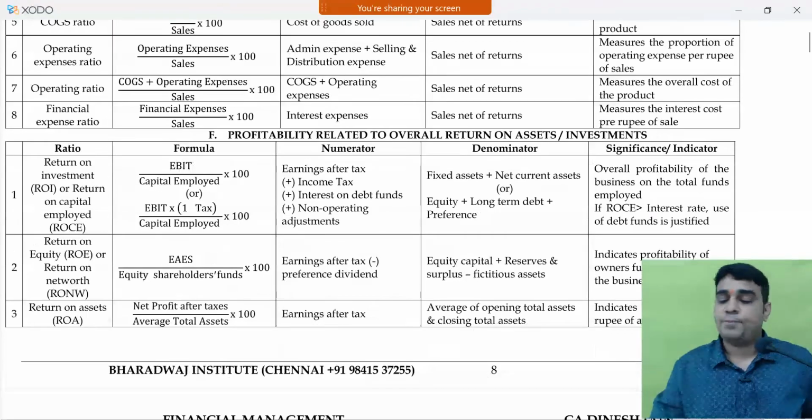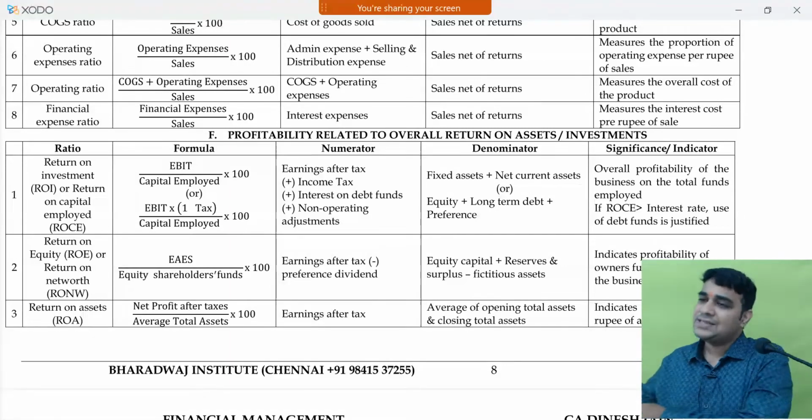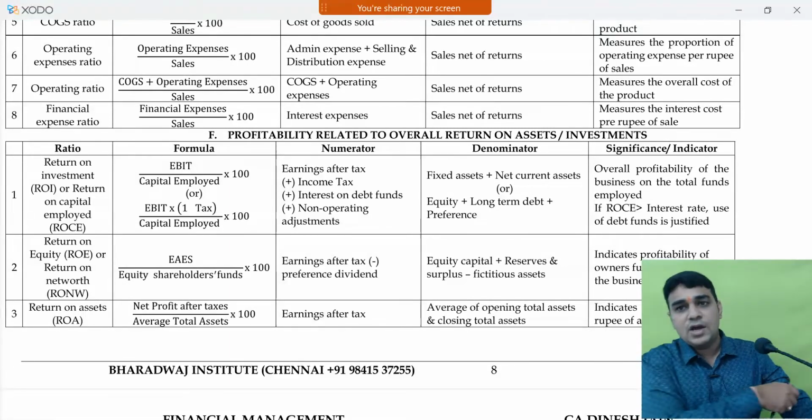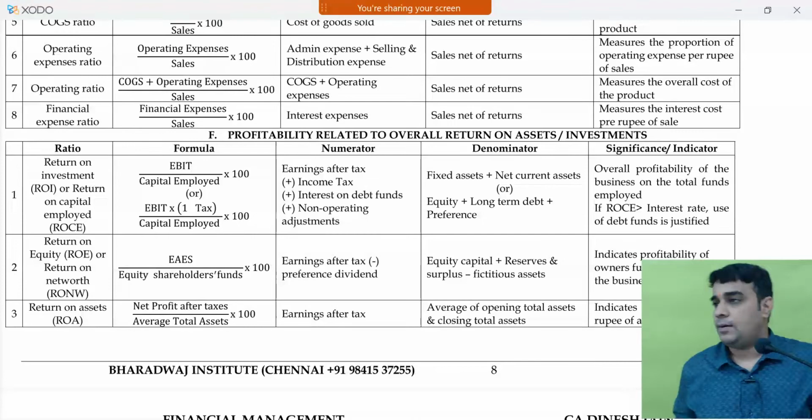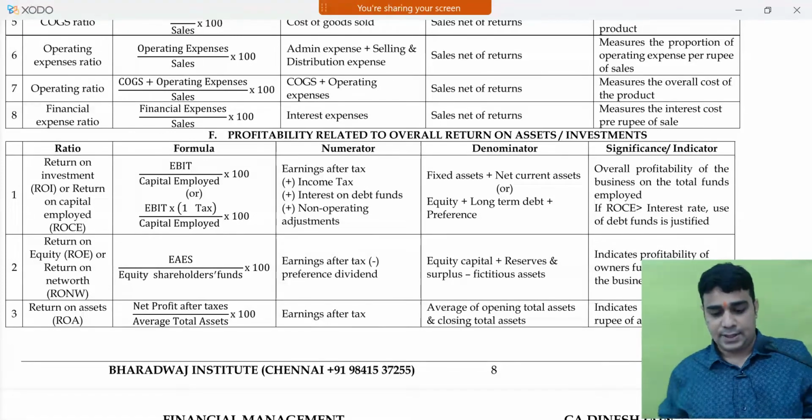Return on assets, net profit after tax by average total assets. See, in some of the formulas I would have used the word average, in some I wouldn't have. The rule is very simple. If you have one item from P&L and another item from the balance sheet, please take an average of the balance sheet item.